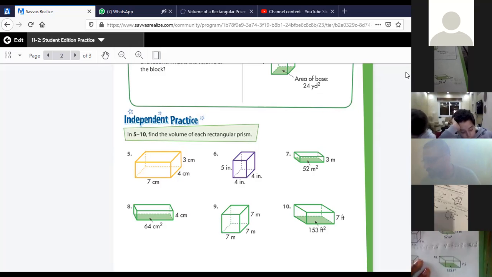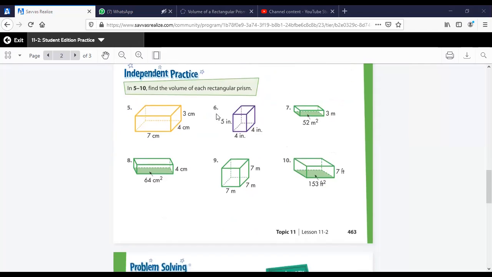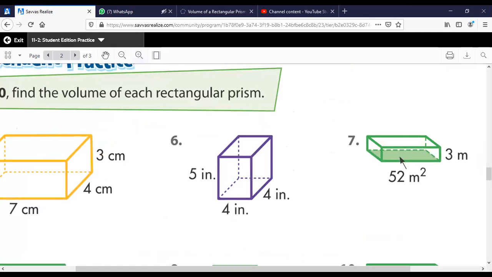Yeah, that's good. Now, let me ask you a question, guys. If you want to answer, please raise your hand. In this question, for example, let's take question number 6. In question number 6, we say that the volume is 80 inch cubed. That's the volume of the prism.